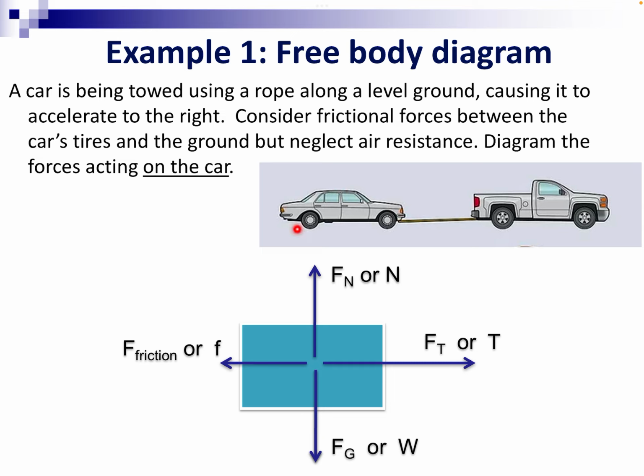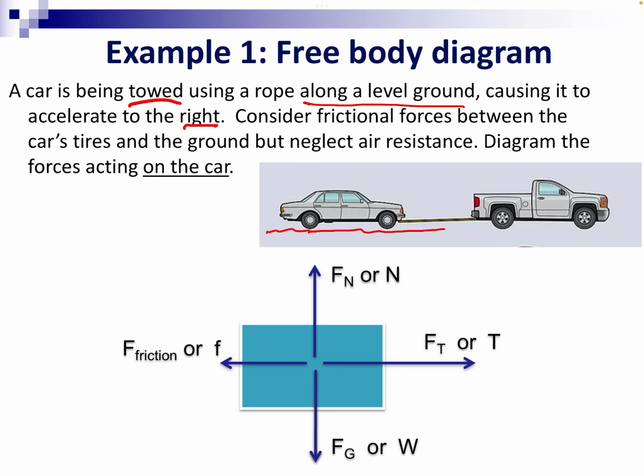The car is along a level ground, so there is the surface of the ground that is in direct contact with the car. Therefore, there should be a normal force acting on the car. The normal force is always perpendicular to the surface, so it's upwards because it's supporting the car by exerting this upward force. Right.